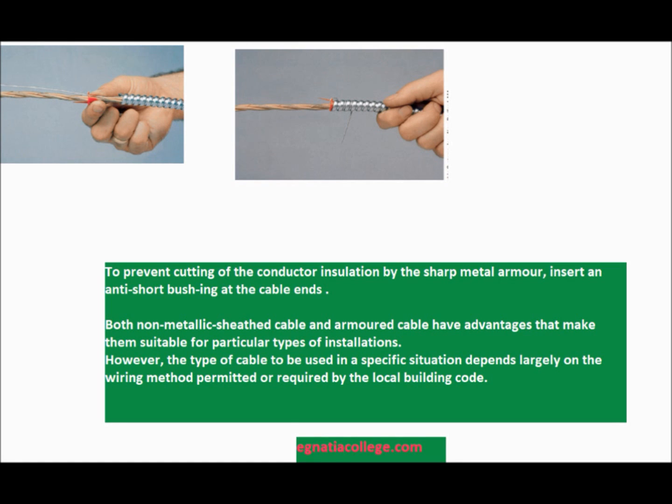Both non-metallic sheathed cable and armored cable have advantages that make them suitable for particular types of installations. However, the type of cable to be used in a specific situation depends largely on the wiring method permitted or required by the local building code.